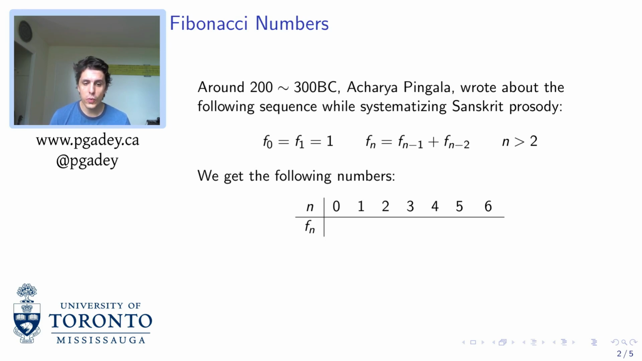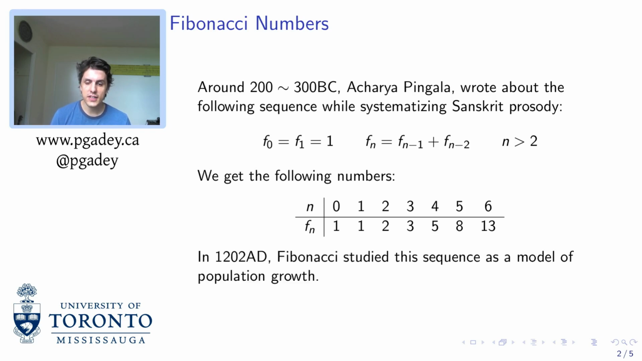The first two terms are 1, and from then on, we add up consecutive entries to get the next entry. So 1 plus 1 is 2, 1 plus 2 is 3, 2 plus 3 is 5, 3 plus 5 is 8, 5 plus 8 is 13. Okay, this is a very, very famous sequence in mathematics. It comes up all over the place. It was first studied in 1202 by Fibonacci as a model of population growth. So we're going to use this sequence to model linear algebra as it applies to recursive processes.